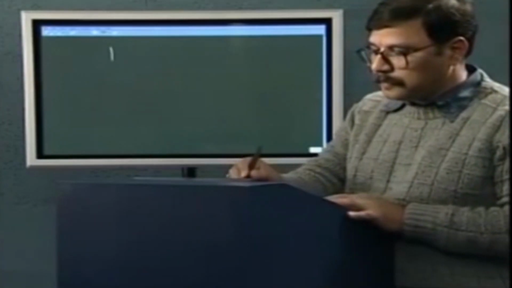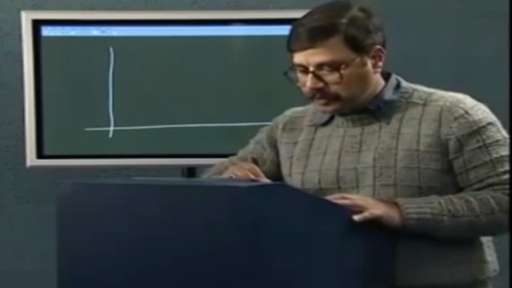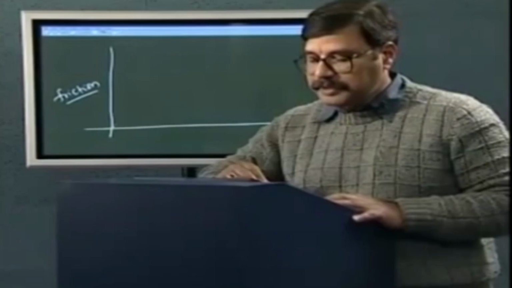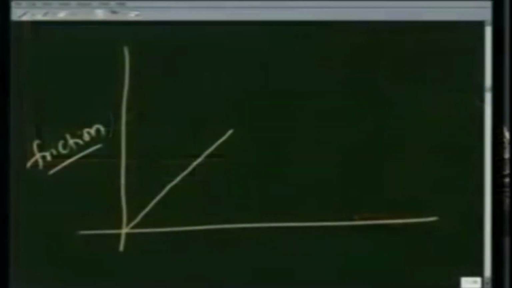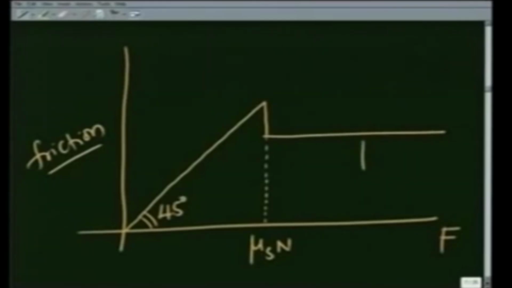So, as I take a body and apply a force, the frictional force increases in proportion to the applied force. This, as I said earlier, is 45 degrees, and then when it reaches the maximum mu S N, the body will start moving and the friction force drops slightly, this value being mu k N.